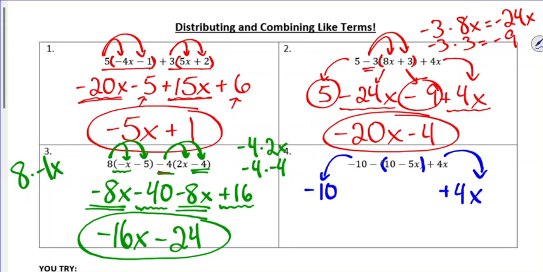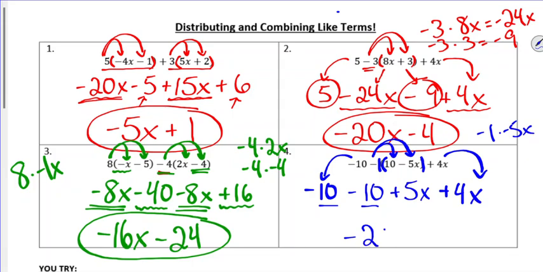The number that's being multiplied here is actually a negative 1. This minus sign is saying that our coefficient there is negative 1. So we're going to distribute negative 1 into both terms inside the parentheses. Negative 1 times 10 is negative 10. Negative 1 times negative 5x is a positive 5x. And then my last step is combining like terms. Negative 10 minus 10 is negative 20. And then 5x plus 4x is 9x.